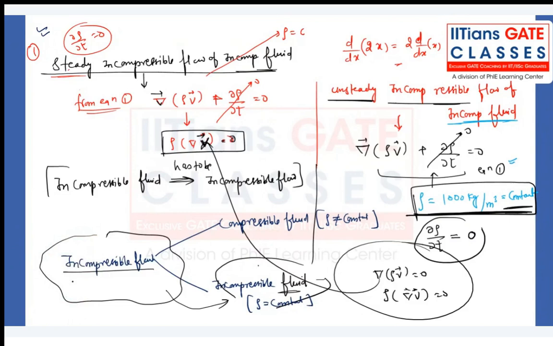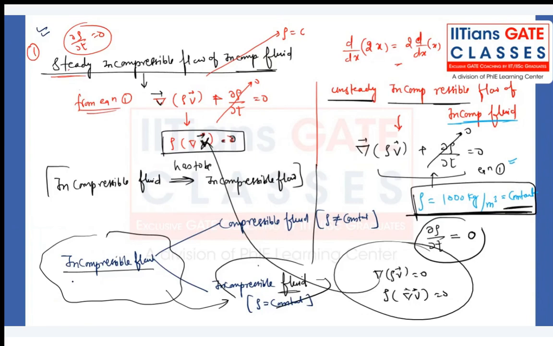Second thing, because dou rho by dou t automatically becomes zero, density being constant. Second statement: steady flow will never guarantee that the flow is incompressible. Variable density flow can also be possible. Is that clear? Steady flow never ensures that density remains constant, right?